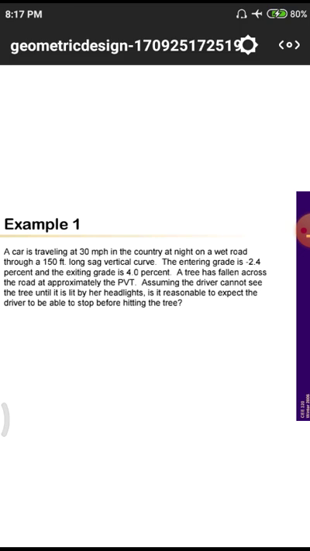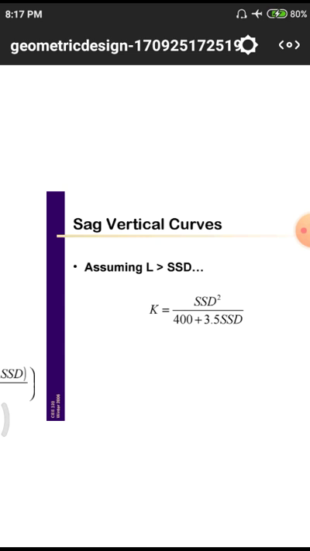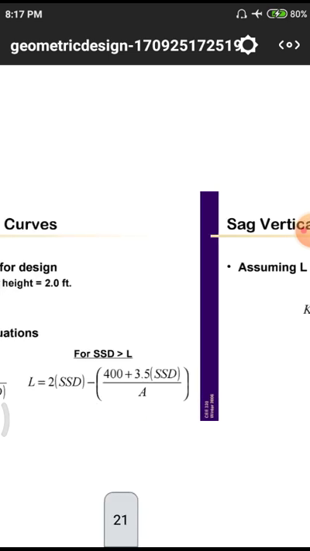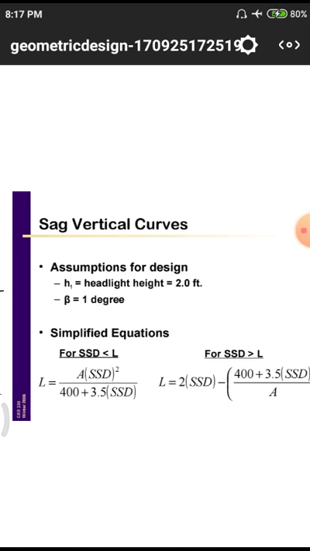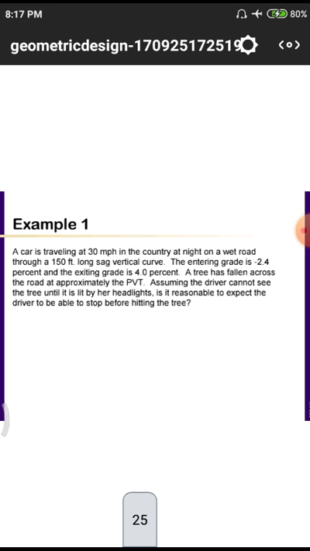These problems we have to practice. Simply all the equations we have, that means K equal to SSD square by 400 plus 3.5 SSD. In this condition also A into the SSD square. By using these formulas and these problems we have to observe and calculate the things required.